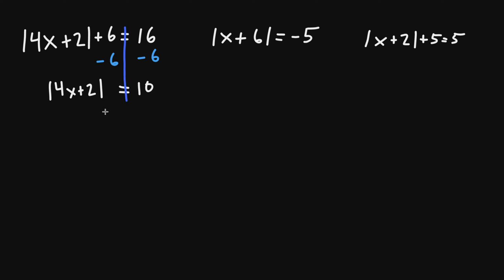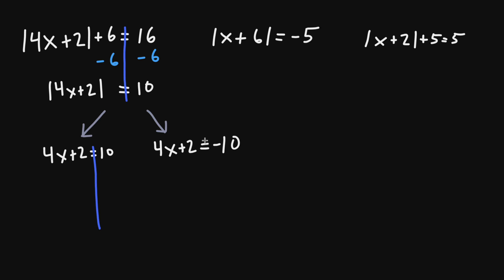Possibility number one is that this stuff inside here just equals 10. So 4x plus 2 just equals the number 10. Possibility number 2 is that it's the same thing, but the stuff on the inside, 4x plus 2, could equal negative 10. Because if this stuff was equal to negative 10, you have a negative 10 inside here, when you take the absolute value, it would still be 10. So that's another possibility that also works. So now we sort of draw our two separate lines, and we're just solving two separate equations.